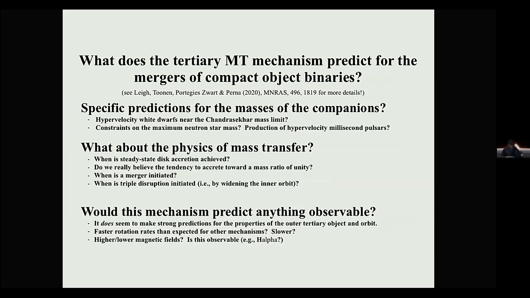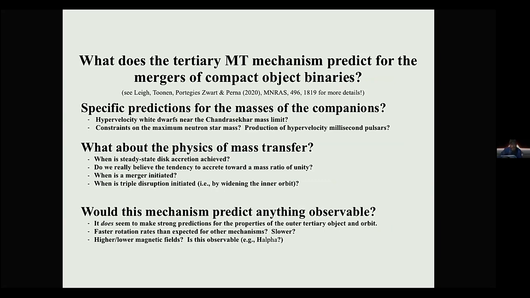And so we can ask ourselves then, compact objects in the inner binary accretor will maintain a mass ratio of about unity. And if one companion ablates, the other companion is launched at the instantaneous orbital velocity and makes a hypervelocity object. So it raises the question, can we make some interesting exotic hypervelocity objects? For example, hypervelocity white dwarfs near the Chandrasekhar mass limit, constraints on the maximum neutron star mass, and the production of hypervelocity millisecond pulsars.